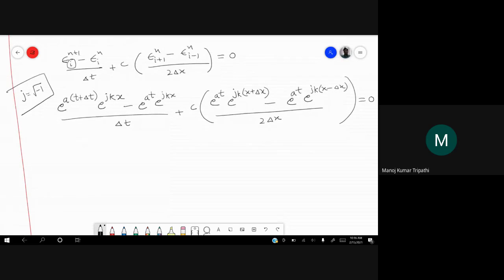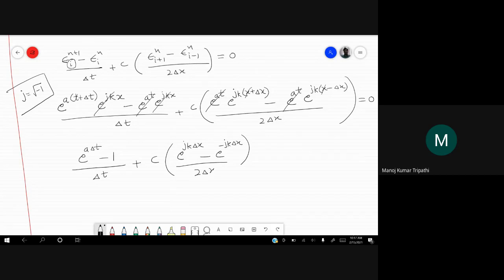Now we can take out some terms from here and cancel them from this equation. E raised to the power at and e raised to the power jkx, these are common. So we get e raised to the power a delta t minus 1 by delta t plus c e raised to the power jk delta x minus e raised to the power minus jk delta x by 2 delta x equal to 0.